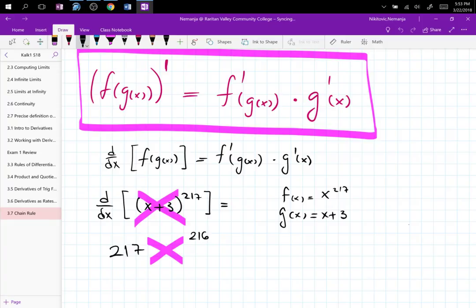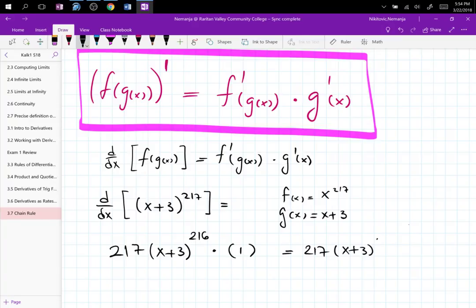So if this was not x plus 3, but just a single x, taking the derivative of that would be a joke, because we know the shortcut rule. But it's not x. It's this composite function. So you know what? Just leave the composite function there. And now times g prime, which is 1. And the whole thing is just 217 times (x plus 3) to the 216. And that's your first chain rule.